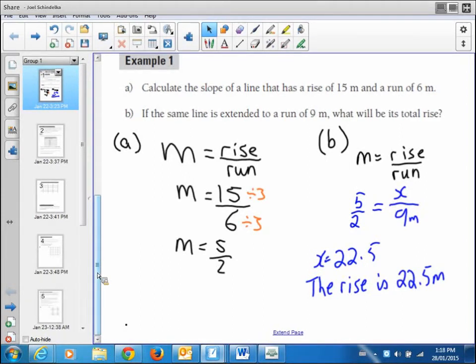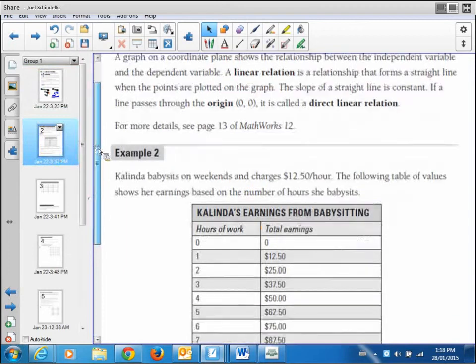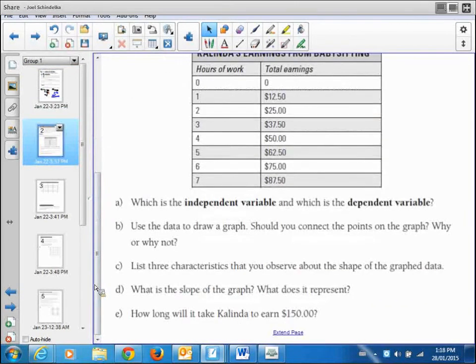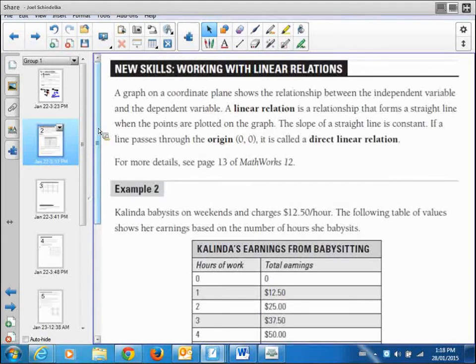Now, I'm flipping to page 2 right away though, and working with linear relations. I want to go through this list with you, okay? Did that photocopy well? Yeah, it's not too shaded or anything.